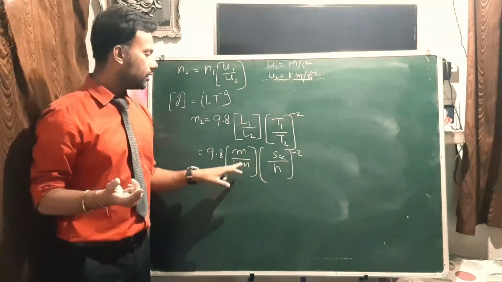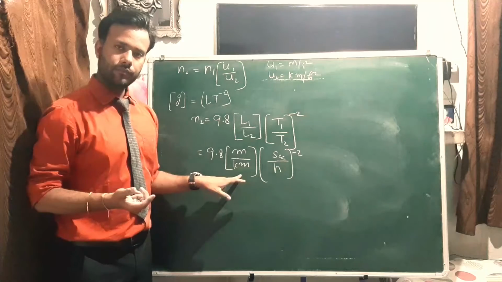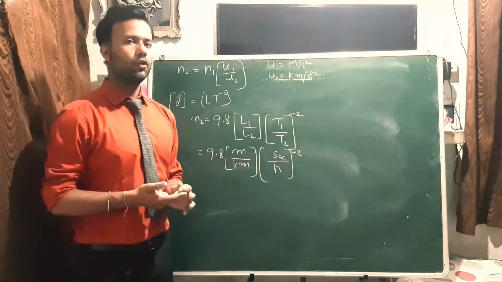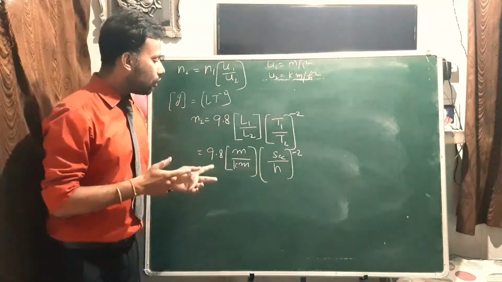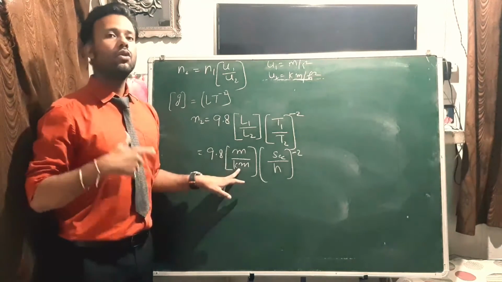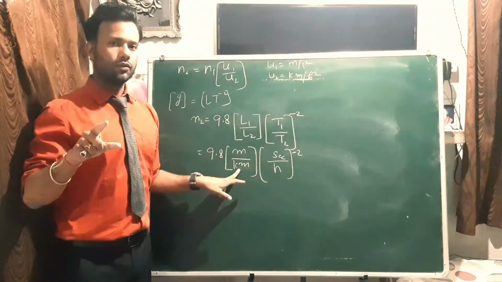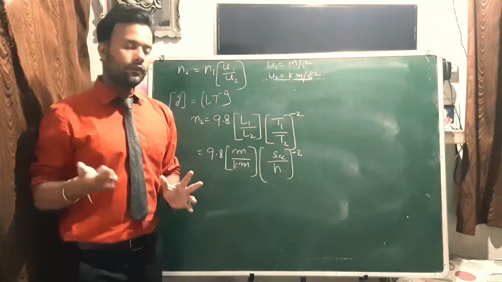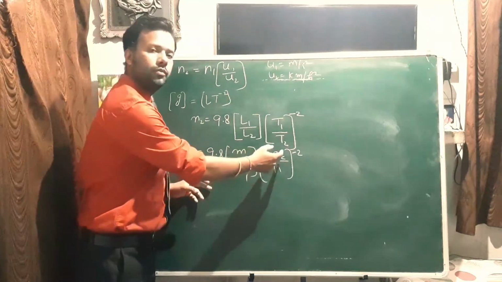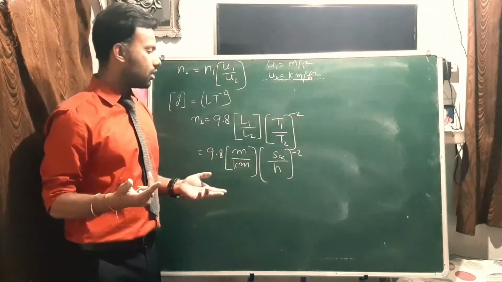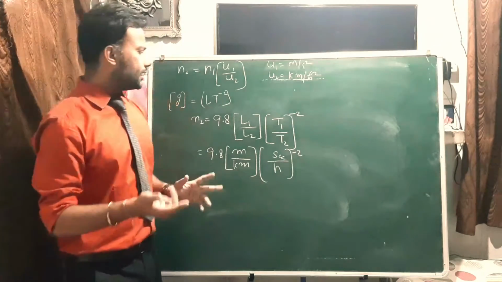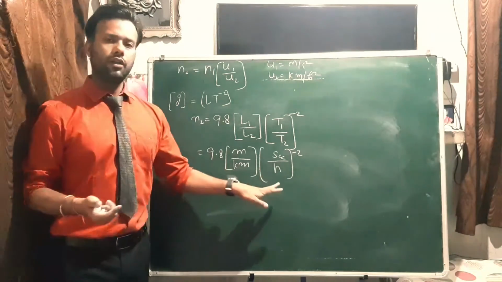Either we convert meter into kilometer, right? We know how to convert meter into kilometer by dividing by 1000, or we convert kilometer into meter by multiplying by 1000, right? So either we convert the quantity in the numerator, or we convert the quantity in the denominator. So let's say I'm converting the quantity in the denominator.